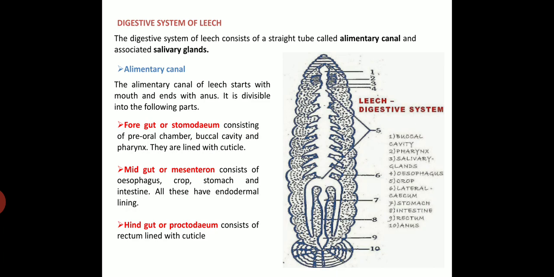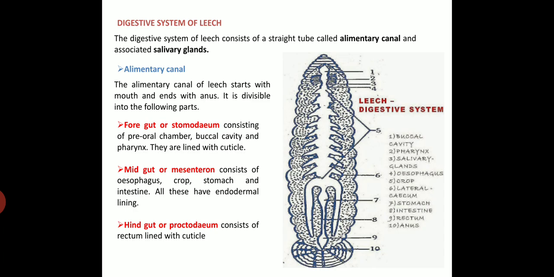The digestive system of leech consists of a straight tube called the alimentary canal, and it is associated with salivary glands. The first part of the digestive system is the alimentary canal. This alimentary canal starts with the mouth and ends with the anus. It has been divided into the following parts. First one, foregut or stomodeum. Second one, midgut or mesenteron. Third one, hindgut or proctodeum.